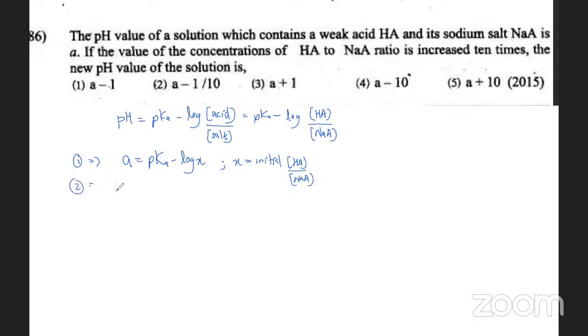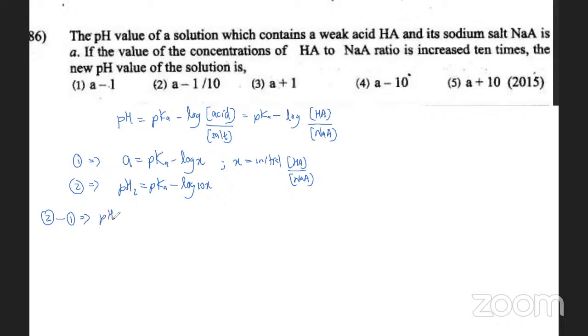And in the second situation, now we need to find the new pH. So that is pH2 equal pKa, which doesn't change as long as you don't change the temperature, minus log of, instead of HA concentration over NaA concentration, I have to put 10x. Why should I put 10x? Because they are saying if the value of concentration of HA to NaA ratio is increased 10 times. X is equal to initial HA concentration over NaA concentration. Now it is 10x. Then what is the plan? We need to get rid of X and pKa. There's only one way to get rid of them, that is subtracting. So you subtract the first one from the second one.